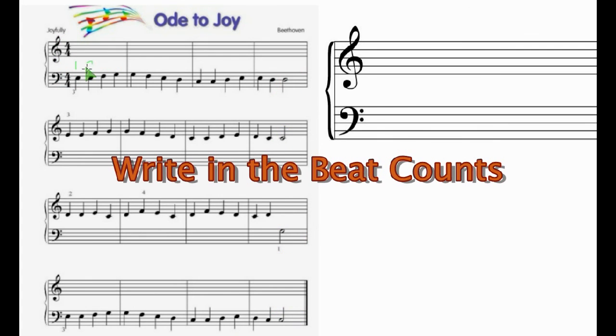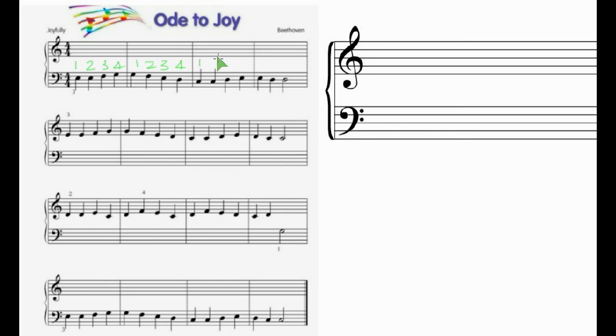If you want to write the counting in the music, you can do that. Just coming through here, you can write beats 1, 2, 3, 4 in your music throughout the piece. This is helpful if you are getting used to counting out loud while you're playing. And as we've noticed, the rhythm is the same through the whole piece.